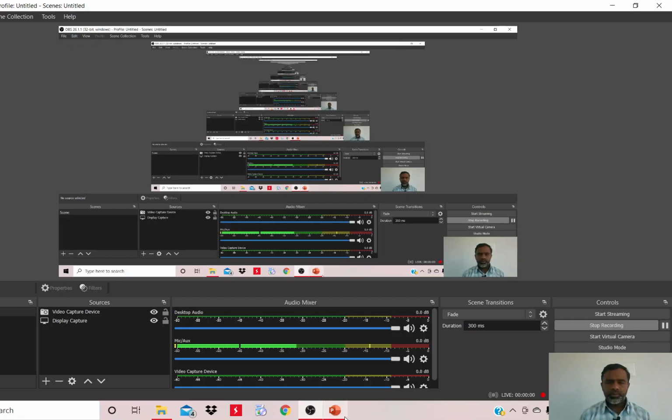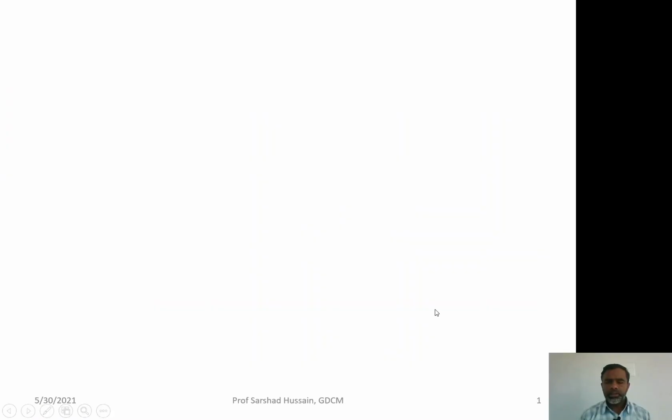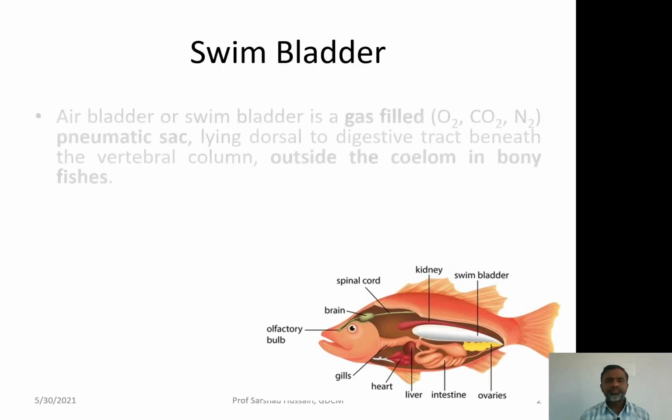Dear students, let us start with another topic, that is accessory respiratory organs in vertebrates with reference to the swim bladder and air sacs. The two major types of accessory organs: the swim bladders are present in the fishes, and air sacs are present in the birds.